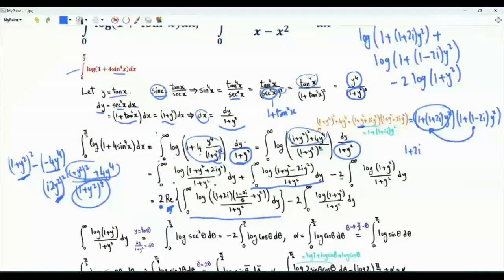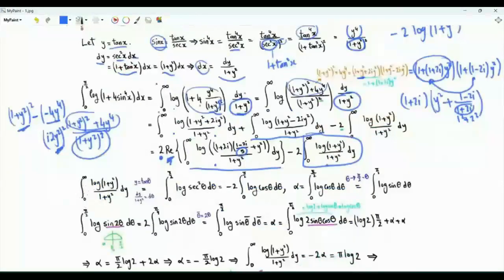We can take 1 plus 2i as a common factor. Then we get y squared plus 1 over 1 plus 2i. If we multiply the numerator and the denominator by 1 minus 2i, we get 1 squared plus 2 squared in the denominator, which is 5. We need to deal with these two integrals. Let's do this one first. Integral from 0 to infinity log 1 plus y squared over 1 plus y squared.